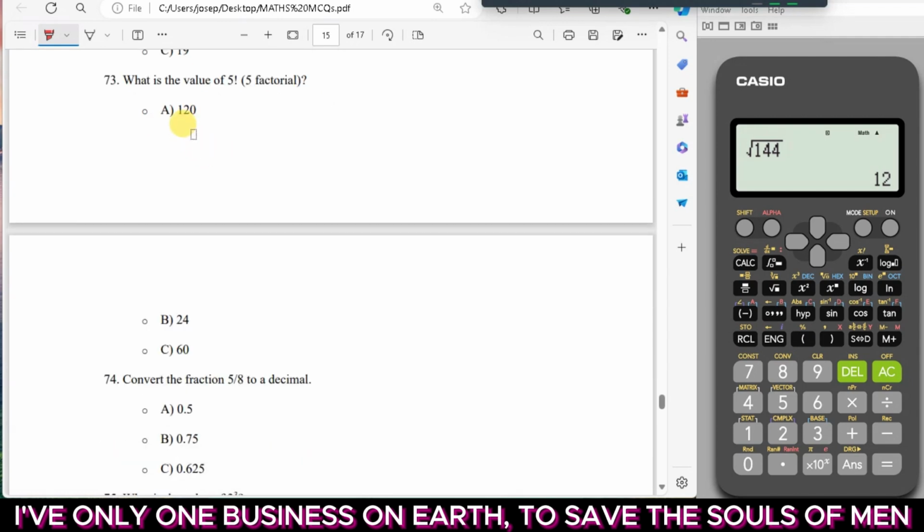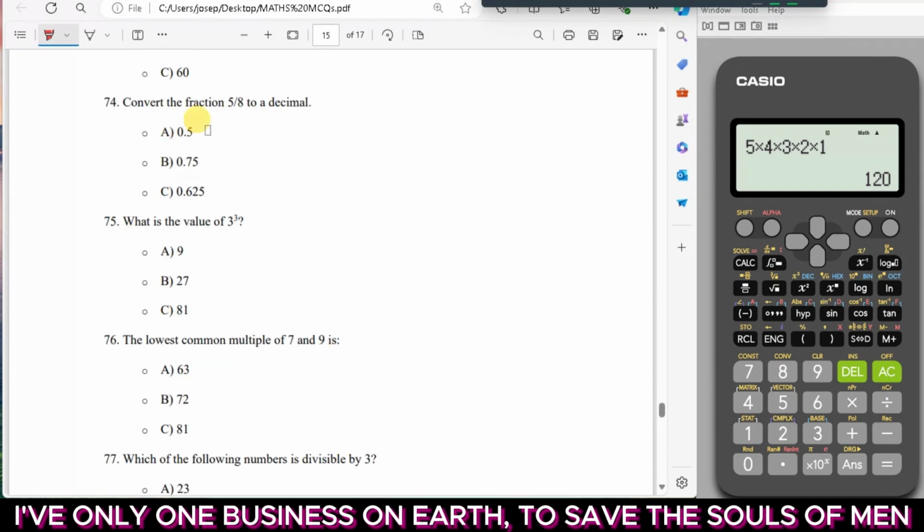What is the value of 5 factorial? The factorial here means you are multiplying it downwards. So 5 times 4 times 3 times 2 times 1, and you do that, so you get 5 times 4 times 3 times 2 times 1, equal to 120. So the correct answer here is 120.